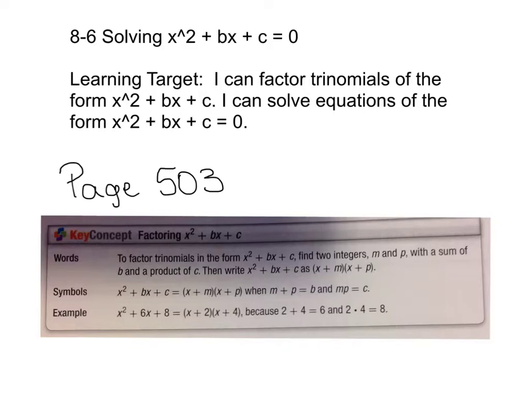This is lesson 8-6 from your Glencoe Algebra 1 book, solving x squared plus bx plus c equals 0. Your learning target: I can factor trinomials of the form ax squared plus bx plus c. I can solve equations of the form x squared plus bx plus c equals 0. The key concept for this section comes from page 503 of your textbook.